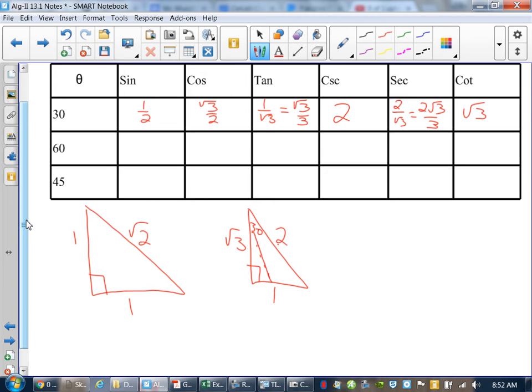A whole lot. Same deal with the 60. Now, when you're at your 60-degree angle, what's your opposite? Root 3. So your sine will be root 3 over 2. Its cosine would be 1/2. The tangent then is... what's that? Root 3, good.